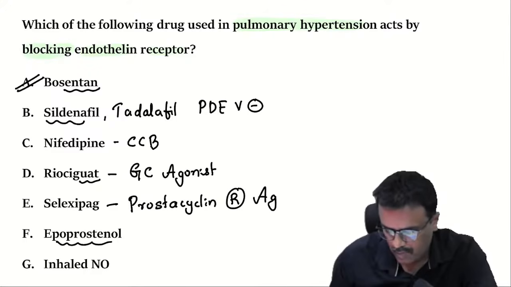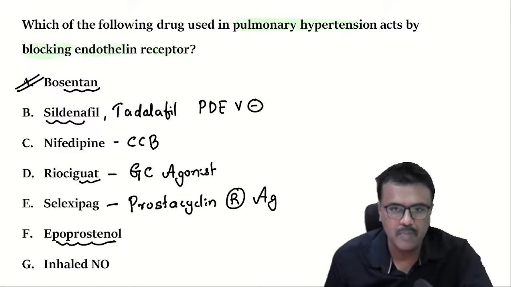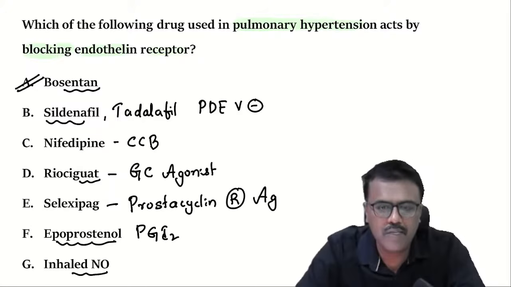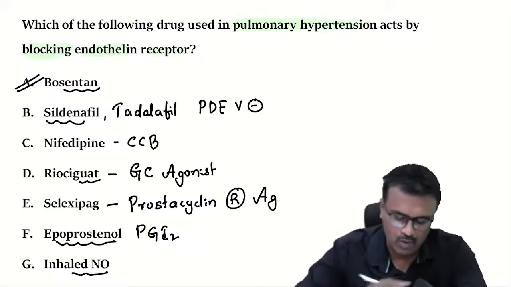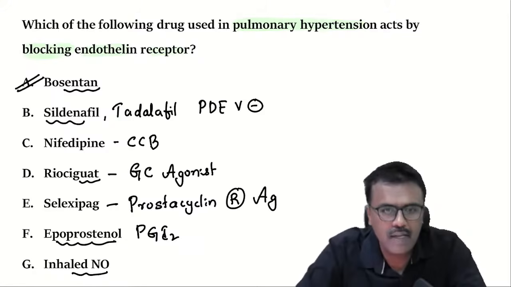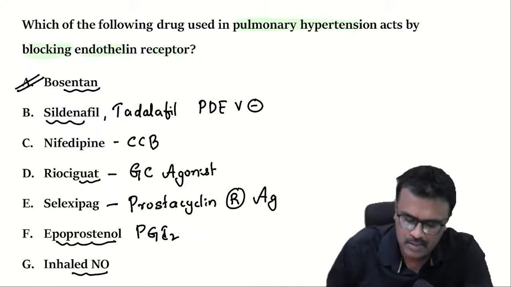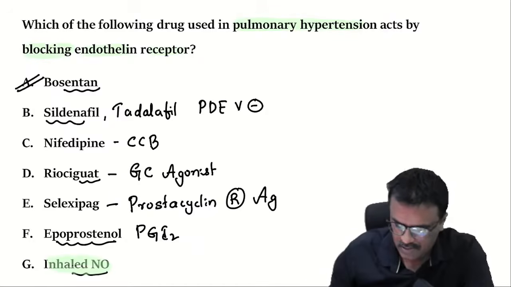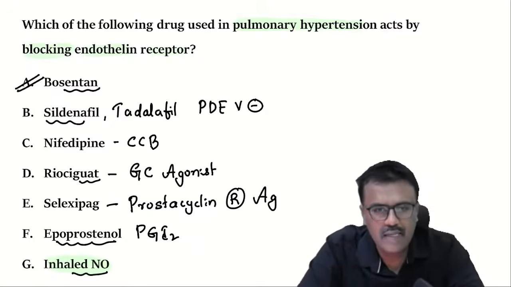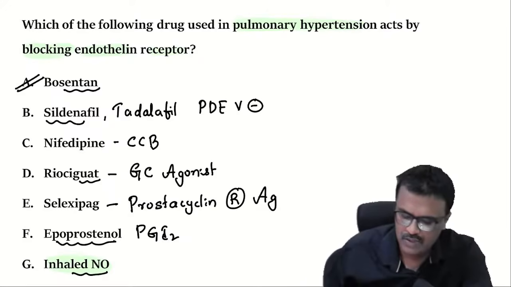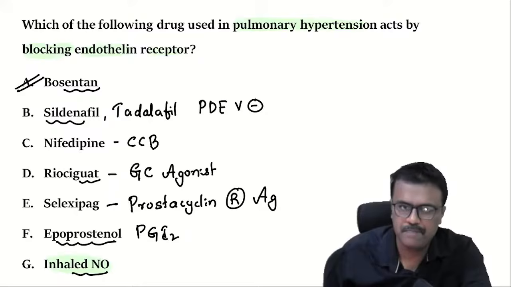And we have epoprostenol, treprostinil, and iloprost. These are all PGI2, prostaglandins. Inhaled nitric oxide is used for pulmonary hypertension in newborns. All these options are for pulmonary hypertension management. Recently they asked about inhaled nitric oxide: where to use it? It is used in pulmonary hypertension in newborns. So that is about pulmonary hypertension.